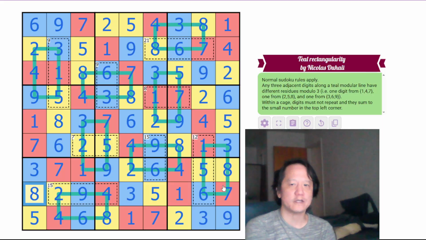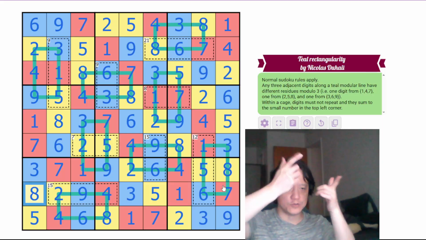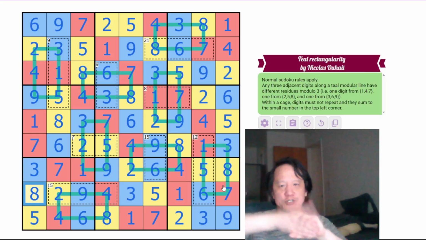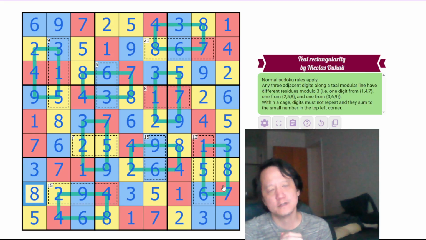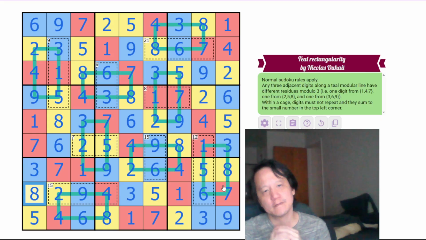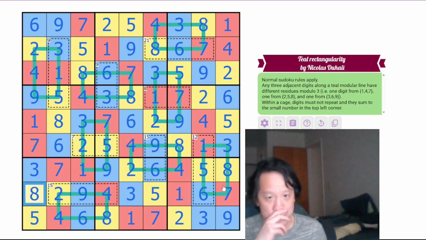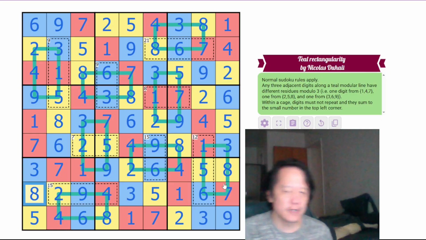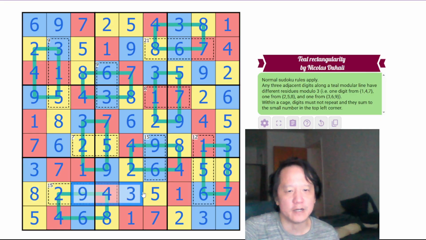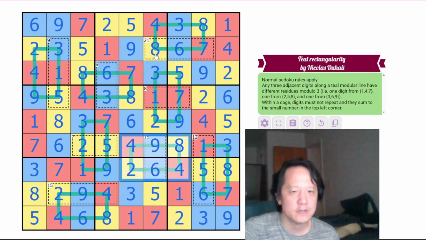Pretty cool, actually. It was interesting how those modular lines interacted, and how the cages restricted certain aspects of those modular lines, which was interesting. Yeah, just a really nice puzzle. It flowed very well throughout, and yeah, just a nice puzzle throughout.